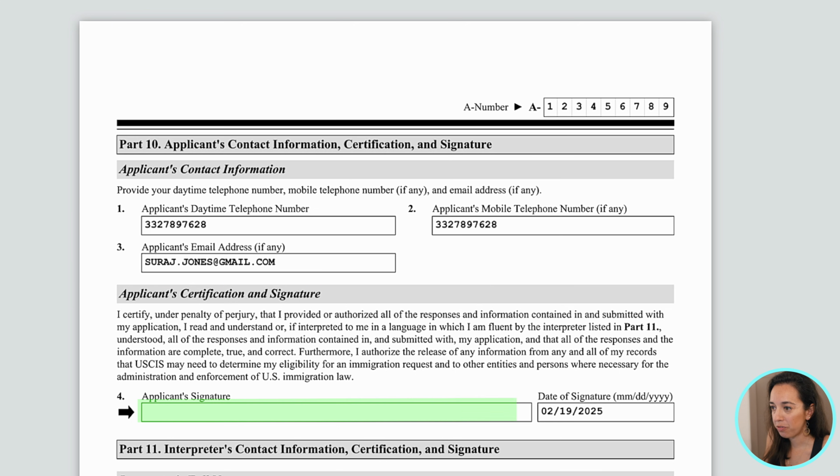Question 4 then requires a signature. So just remember, when you print this form out, this signature must be signed by hand. And remember to sign this form, otherwise your application will be rejected. And next to it, we just typed out today's date.